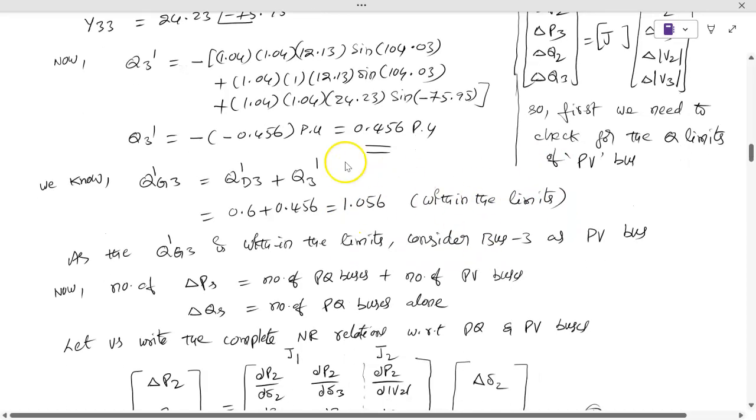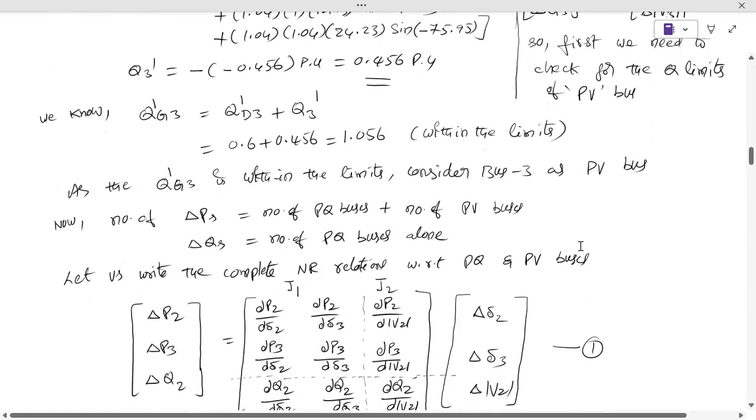So now, as the calculated Q value is within the limits, what is the condition? Consider bus 3 as a PV bus only, no change, because it is within the limits. If it were not within the limits, it would be treated as a PQ bus, but this is within the limits, so our PV bus will remain, and bus 3 will be treated only as a PV bus.